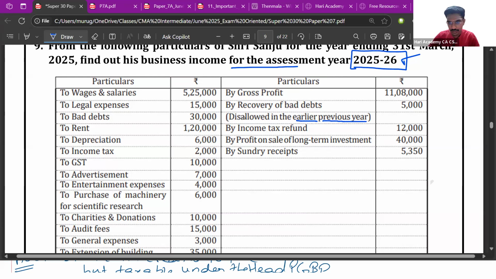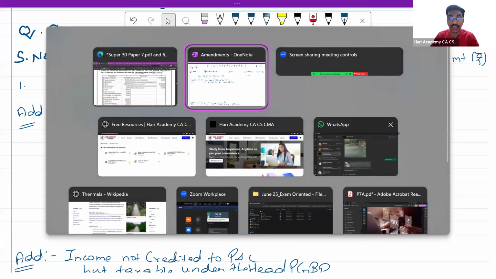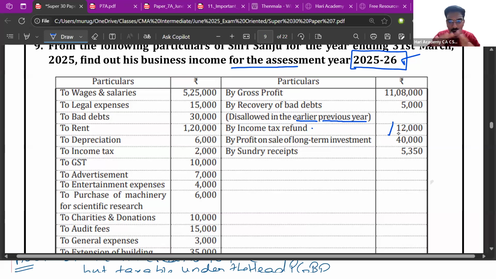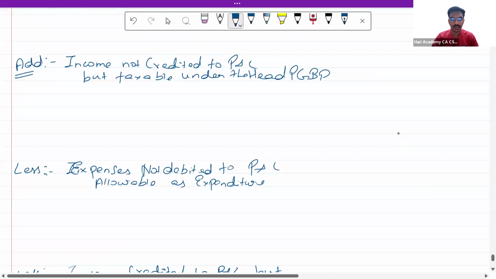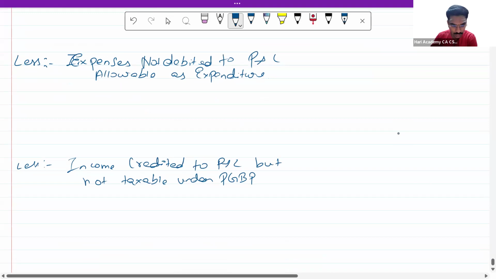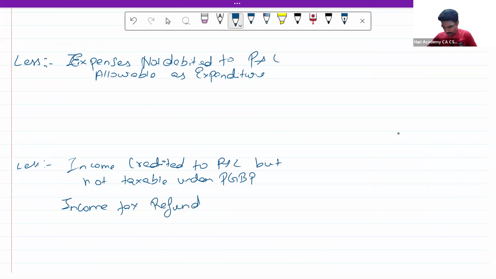Next is income tax refund. The income tax refund is not taxable under the head PGBP because it is not related to the business income. First of all, that is not an income at all. Whatever you have paid, that amount alone you are getting as a refund. So this is not even an income to be taxed under the head PGBP. Income tax refund is credited to P&L but not taxable. So the first item here will be income tax refund of 12,000, which is to be subtracted.